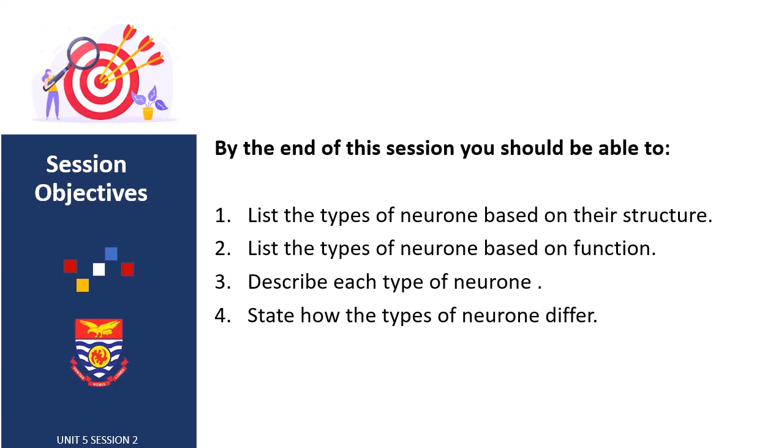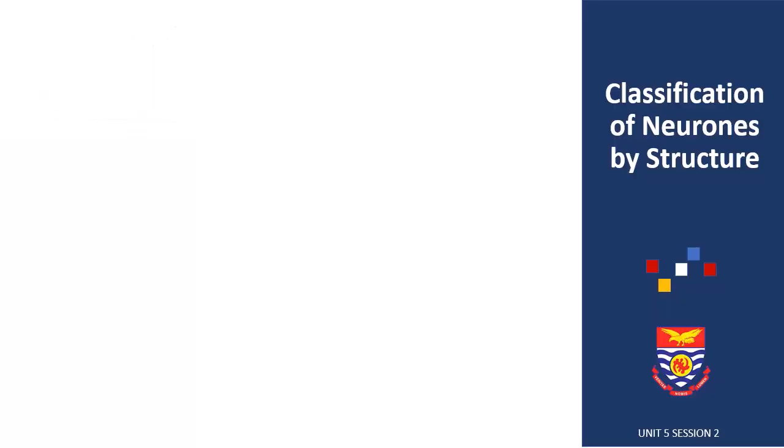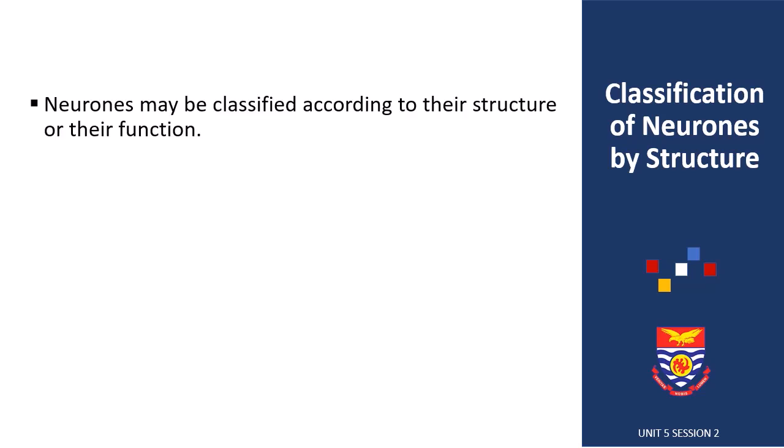By the end of this session, you should be able to list the types of neurons based on their structure as well as based on their function, describe each type of neuron, and finally state how the types of neuron differ. Now let's have a look at classification of neurons. With regard to neurons, they are grouped based on the structure and their function.